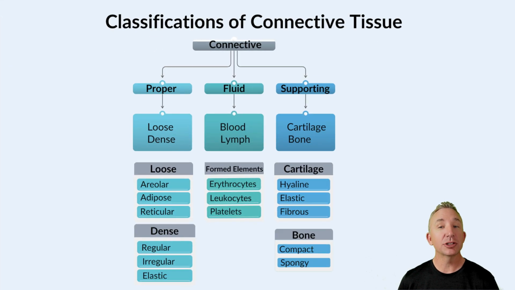As I pull up this chart that we've covered previously, we've looked at there are 4 types of tissue in the body: epithelial, connective, muscle, and nervous. And now we're talking about connective tissue. There are 3 types: connective tissue proper, fluid, and supporting. When we look at dense, regular connective tissue, that's what creates our tendons and ligaments.